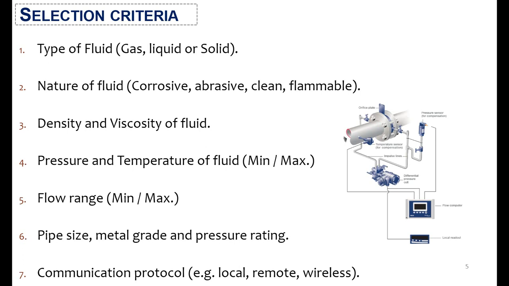A flow meter is selected based on the type of fluid, whether it is gas, liquid or solid, the nature of fluid, is it corrosive, abrasive, clean or flammable fluid, what is the density and the viscosity of the fluid for which flow meter will be used, their minimum and maximum pressure and temperature values, and the minimum and the maximum range of the flow which is to be measured by the flow meter, pipe size, its metal grade and the pressure rating of the pipe on which the flow meter will be installed, and the last one, the communication protocol, that whether the flow meter shows the local indication, remote indication, or it will give the indication on wireless.